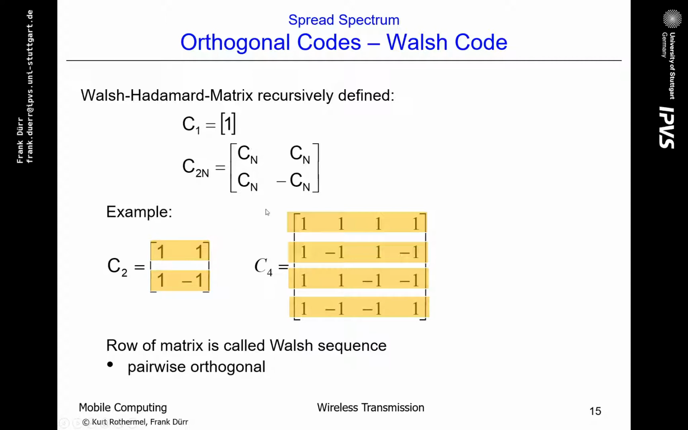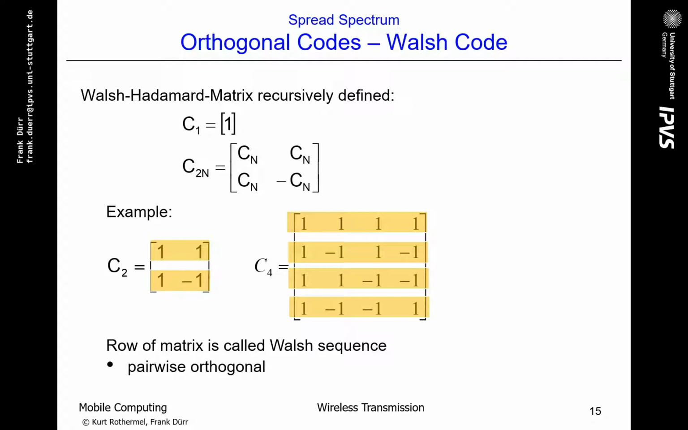So same construction principle as before. We just take the previous matrix and plug it in a non-negated form 3 times, and here at the bottom right in a negated form. So now we have already 4 chipping sequences, means we can serve 4 concurrent senders at a time.